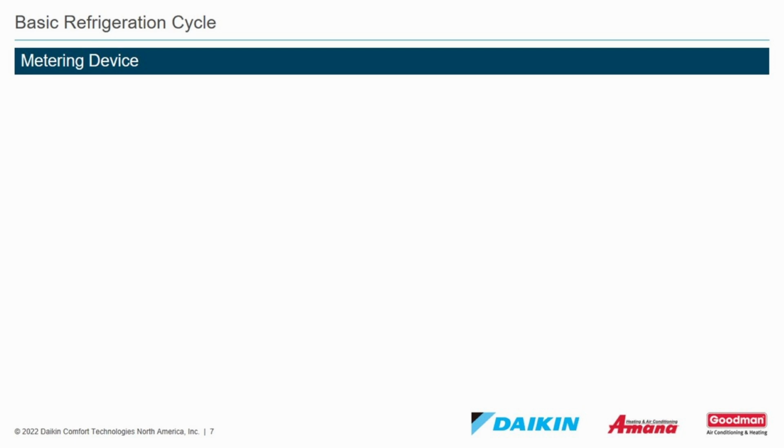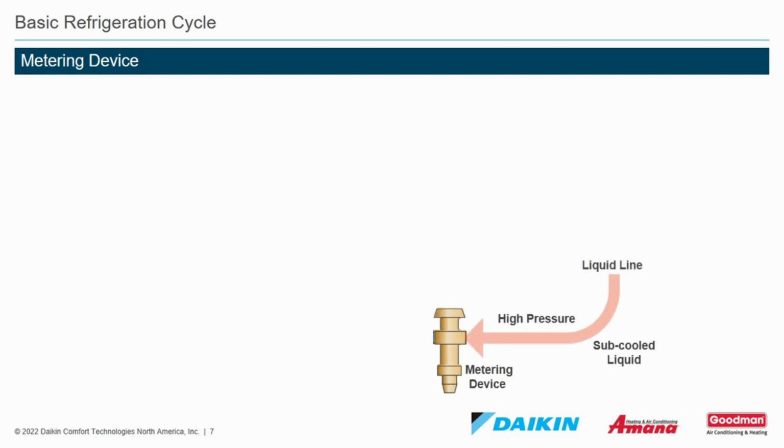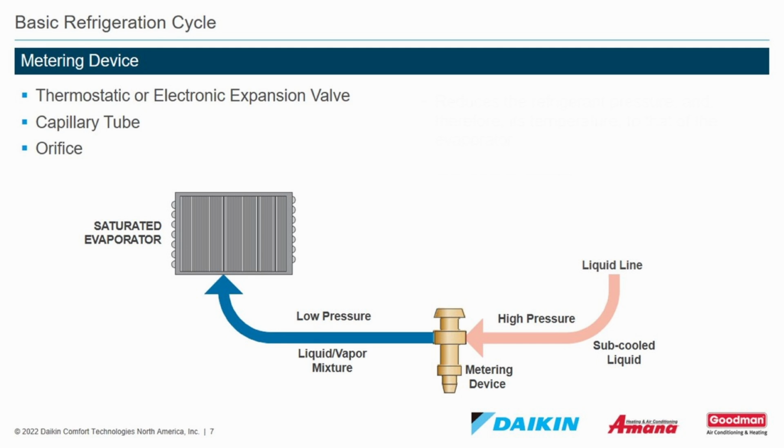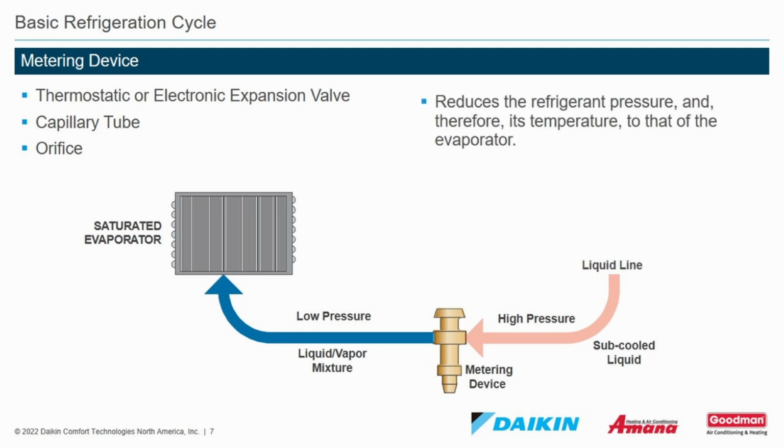Metering device. The function of the metering device is to convert high-pressure subcooled liquid refrigerant into a low-pressure liquid vapor mixture. This can be accomplished by the use of a thermostatic or electronic expansion valve, capillary tube, or orifice. It reduces the refrigerant pressure and therefore its temperature to that of the evaporator and creates flash gas.